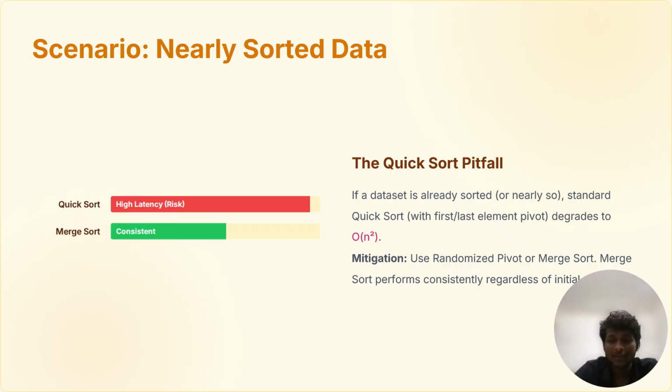Coming to the mitigation strategies. To avoid quicksort degradation, use randomized pivot selection or simply prefer merge sort for nearly sorted datasets. So from this we can say that for almost sorted data we should use merge sort instead of quicksort, because the pivot is very poor here.